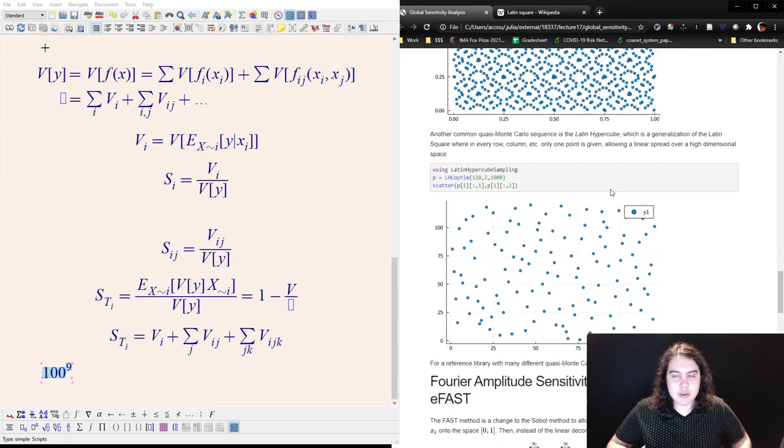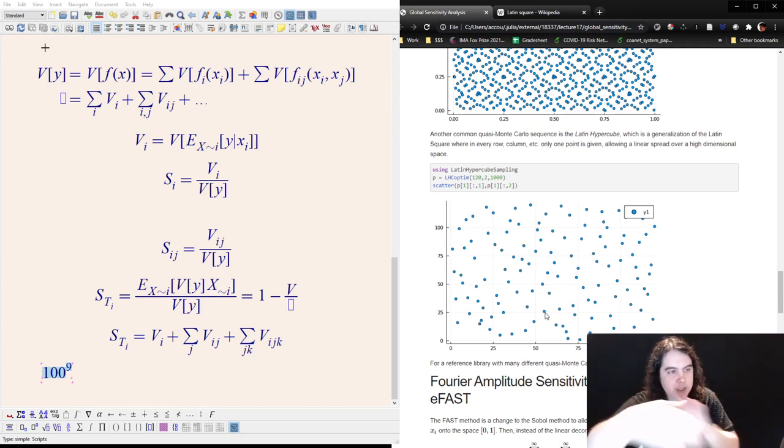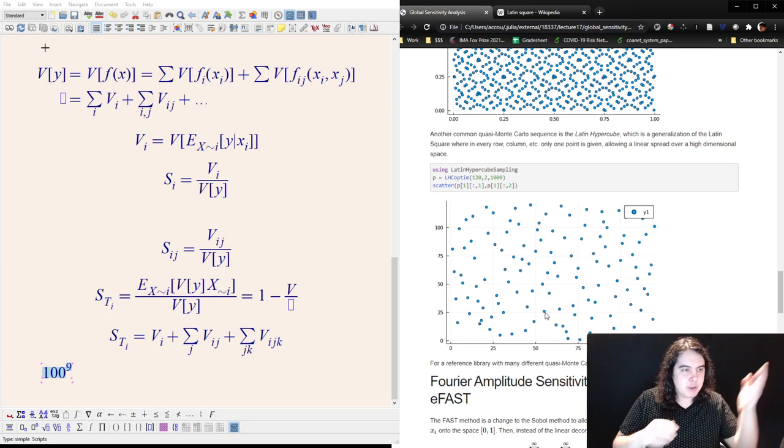A Latin hypercube, you can divide up your space in kind of a dx-ish way. But instead of trying to have every single grid point, what you're saying is that along a line, you want to have only one value of y that is hitting that line. And you want to do this in every dimension, right? So it's just like the Latin hypercube where you only want to hit one here, and you only want to hit one in each dimension.